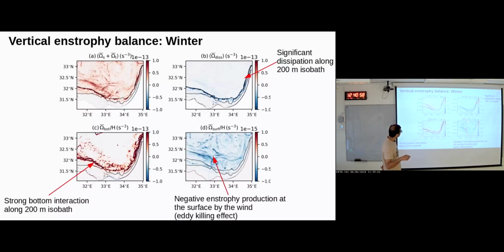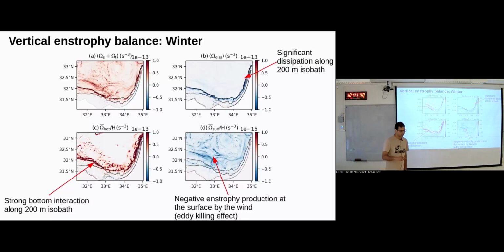Notice that the surface generation is negative, but it is 2 orders of magnitude smaller. This negative production, which we think is because of the eddy killing effect that is included in the bulk formula that we use for modeling the wind stress, as the surface wind stress becomes negatively correlated with the vorticity field, and so there is a net sink there because of that.